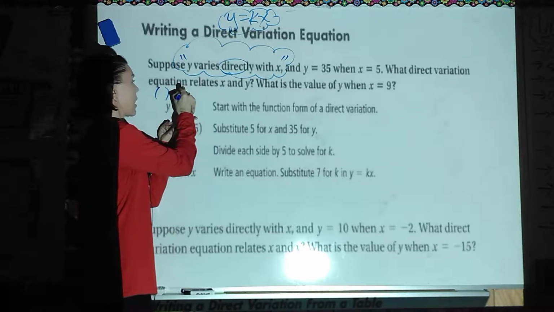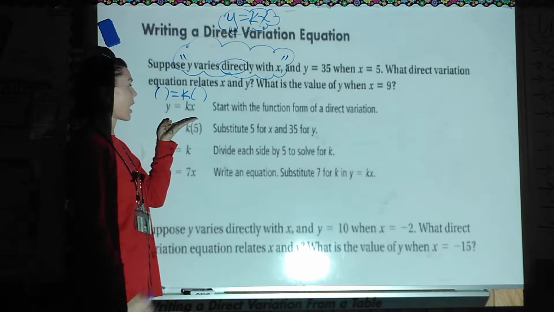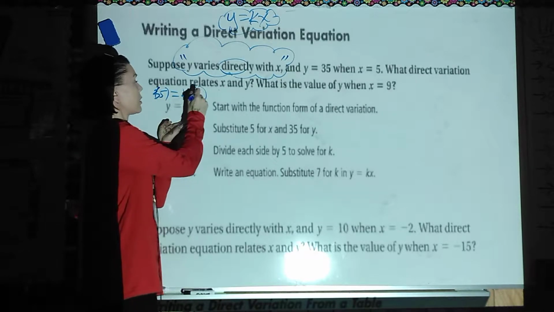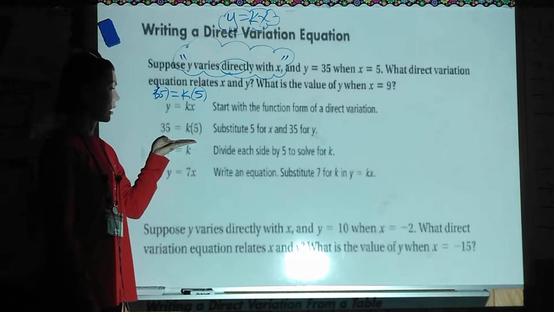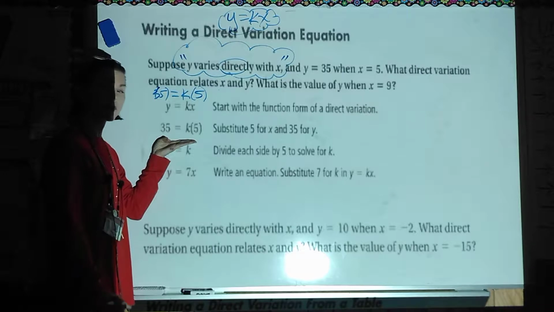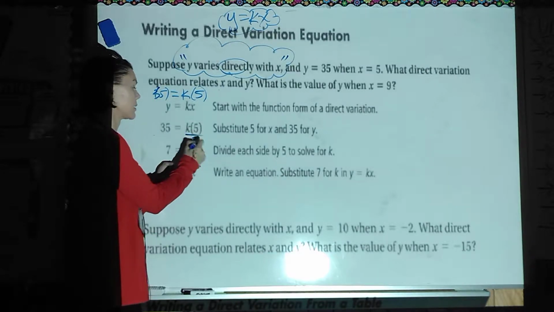Empty equals k empty. What did they say that y is equal to? 35. What did they say that x is equal to? 5. So here you are, I'm showing you now. And then what do we have to do? Solve for k. So divide by 5 on both sides.